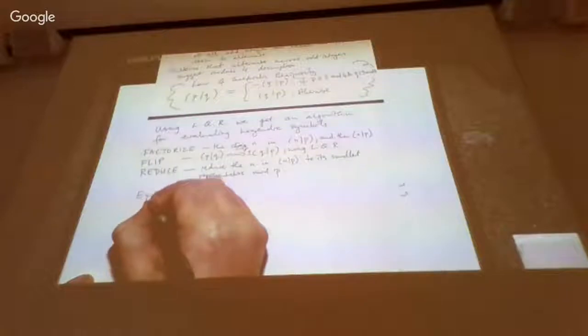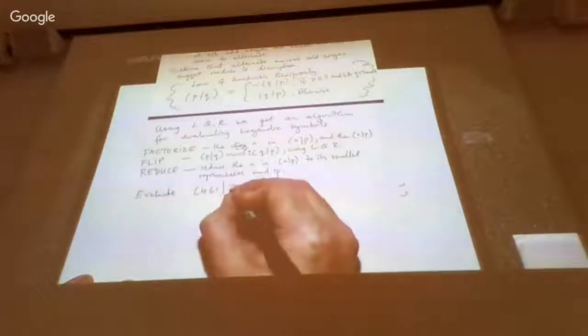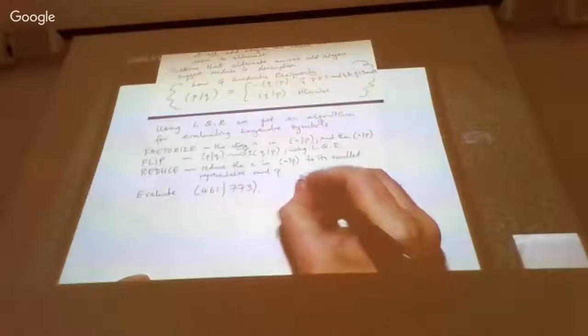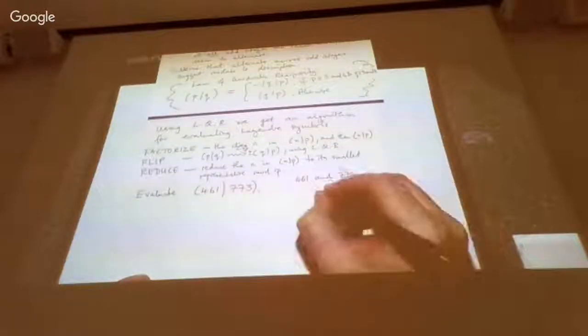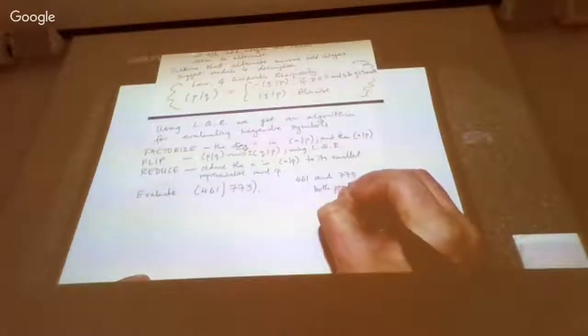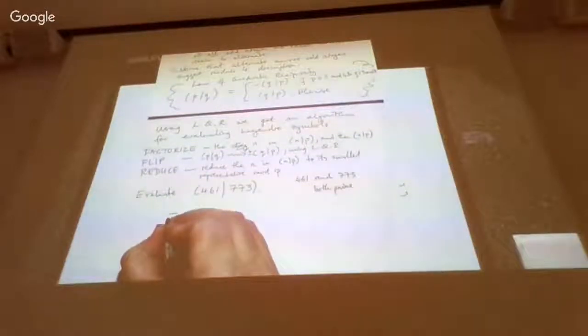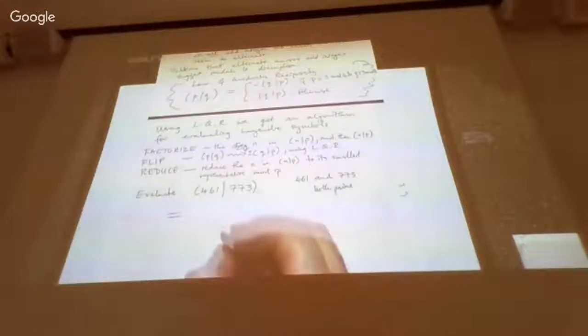So the task here will be to evaluate 461 modulo 773, just a complete example. So these are both prime. So 461 and 773 both prime. So there's no factorization to do at the start, because 461 is prime. You can't factorize it anymore. So we will flip it. What's next? Using the law of quadratic reciprocity, well, we can flip it.